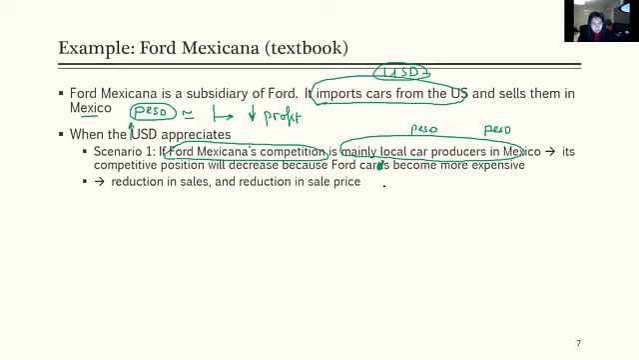So the other companies might be producing cars at a cheaper rate than Ford and selling it at the same price in Mexico. Yep, exactly. So do you think it's good for Ford or is it bad for Ford? Bad. It's bad, right? Yeah.